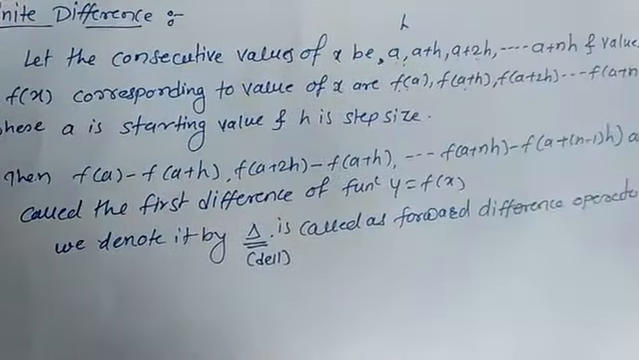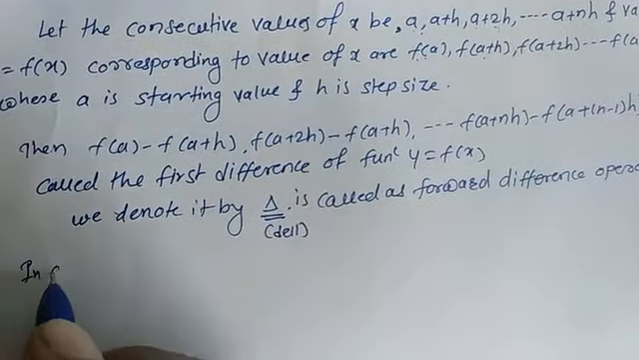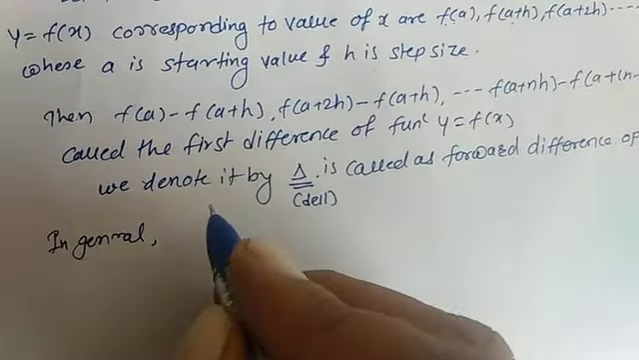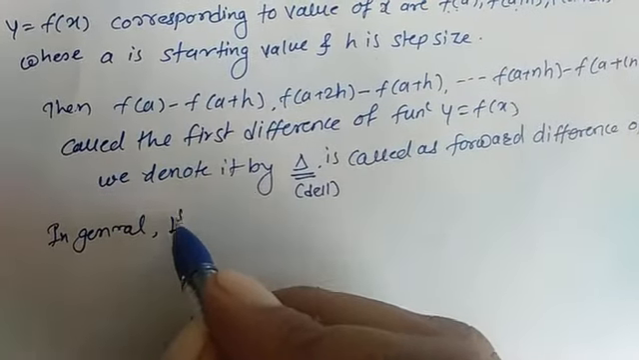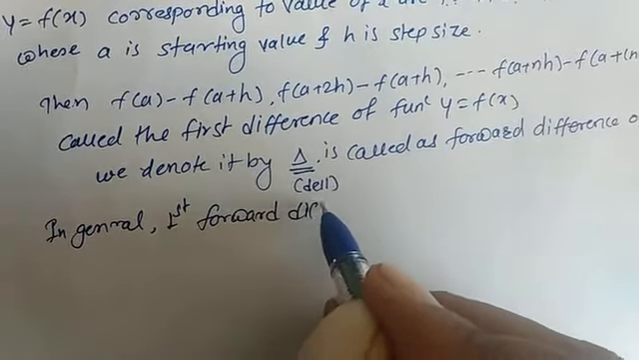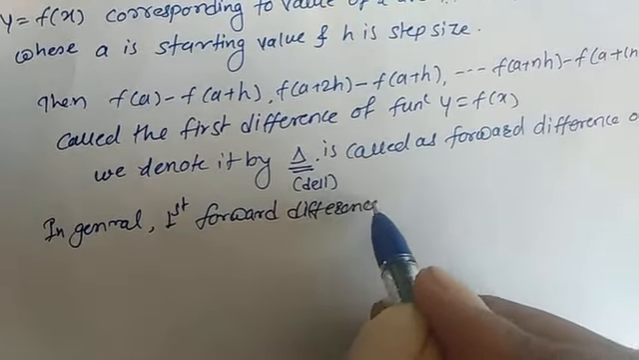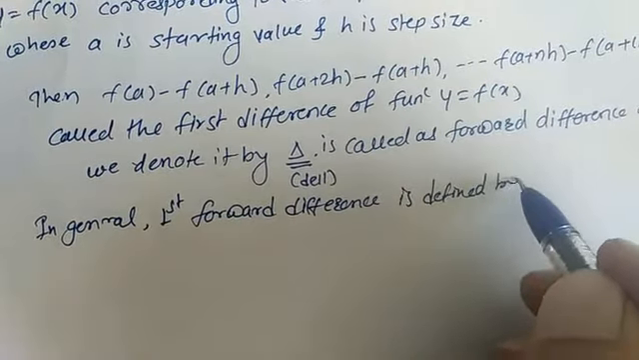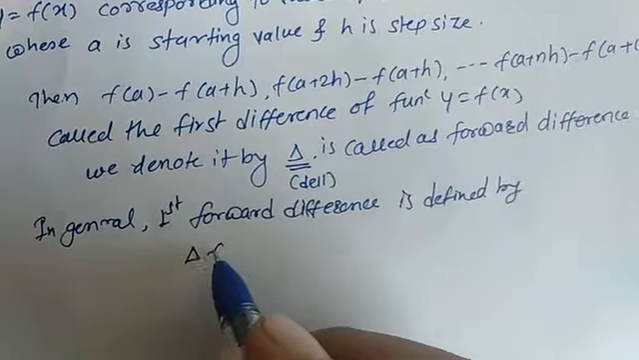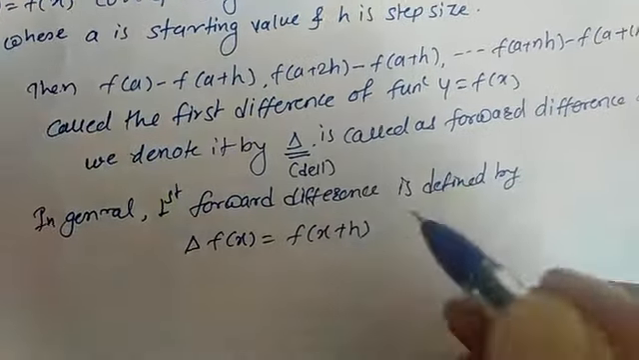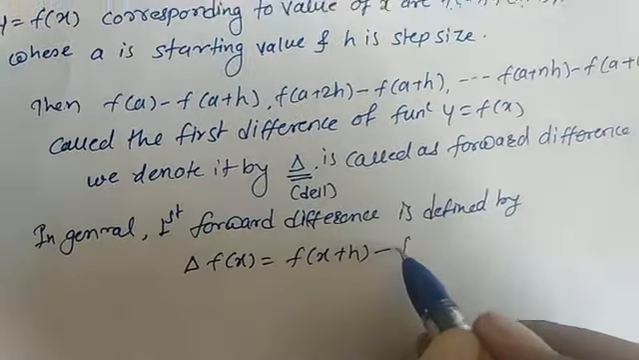So in general, the first forward difference is defined by del f of x is equal to f of x plus h minus f of x, which is our first forward difference.